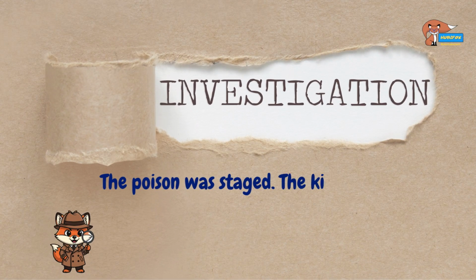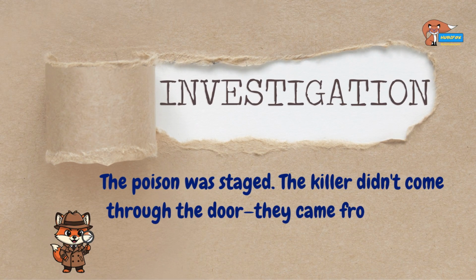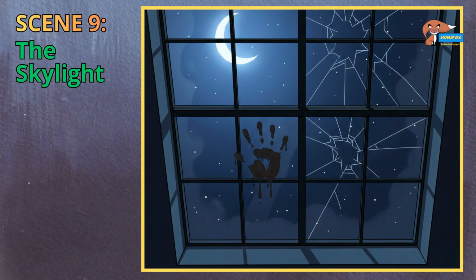The poison was staged. The killer didn't come through the door. They came from above. Look at the skylight. Scene 9. The skylight.